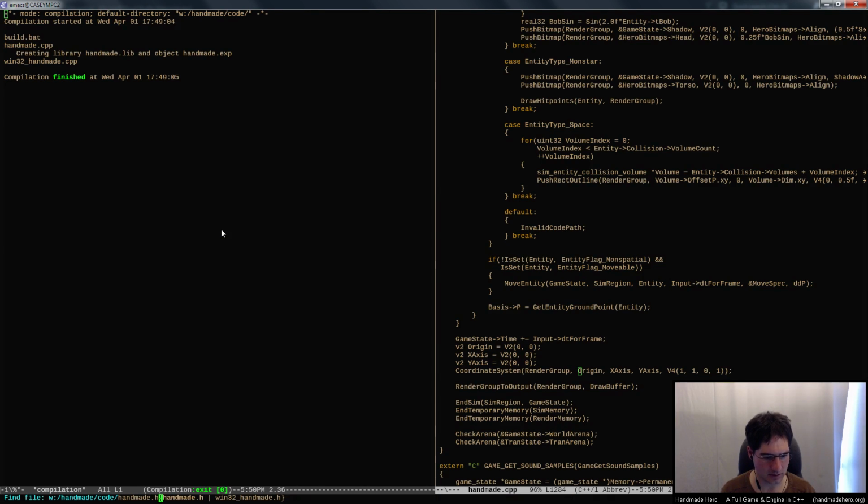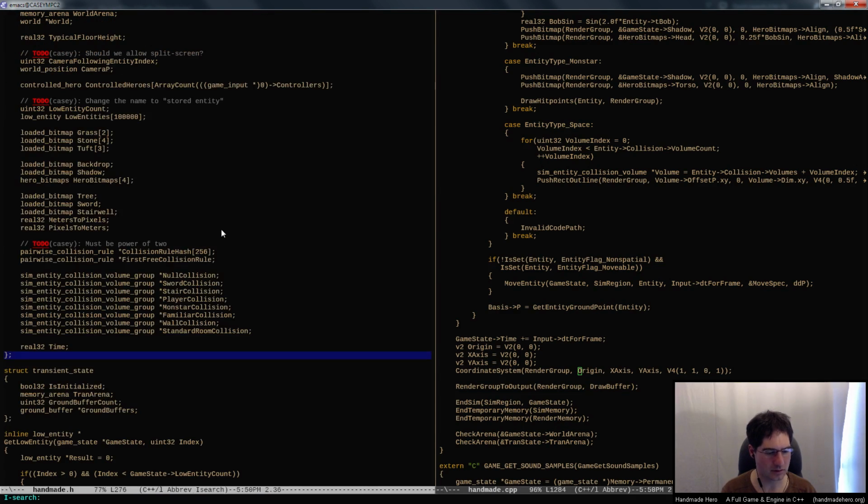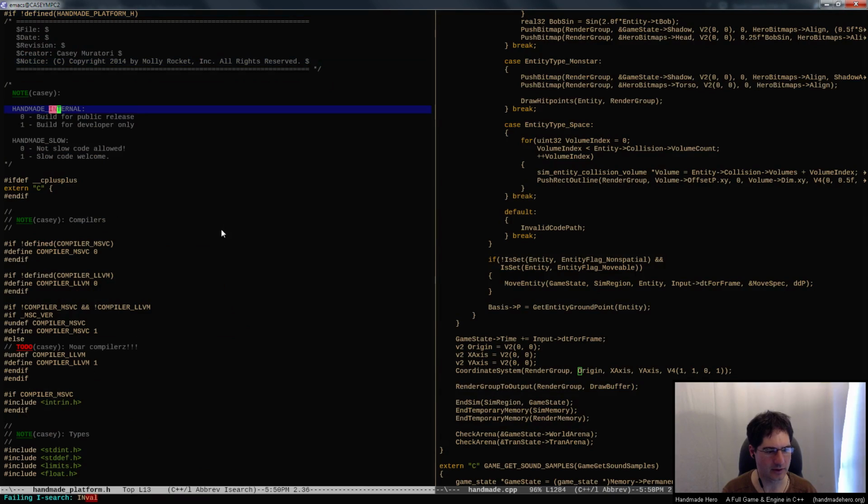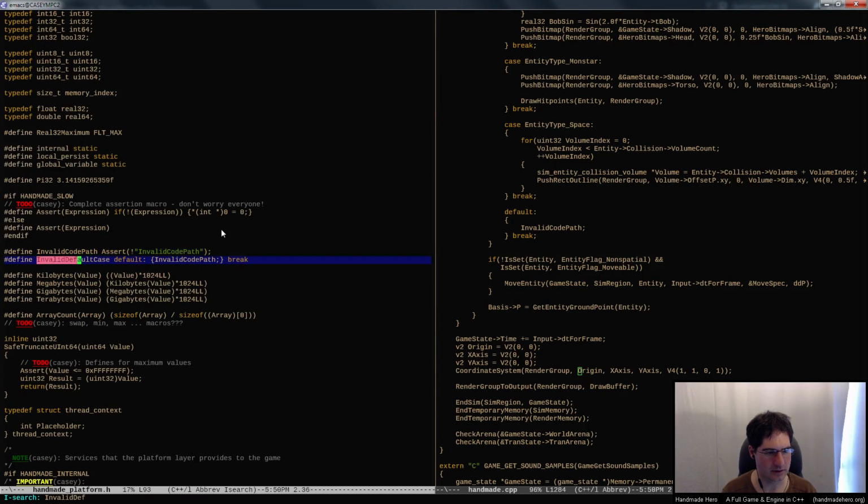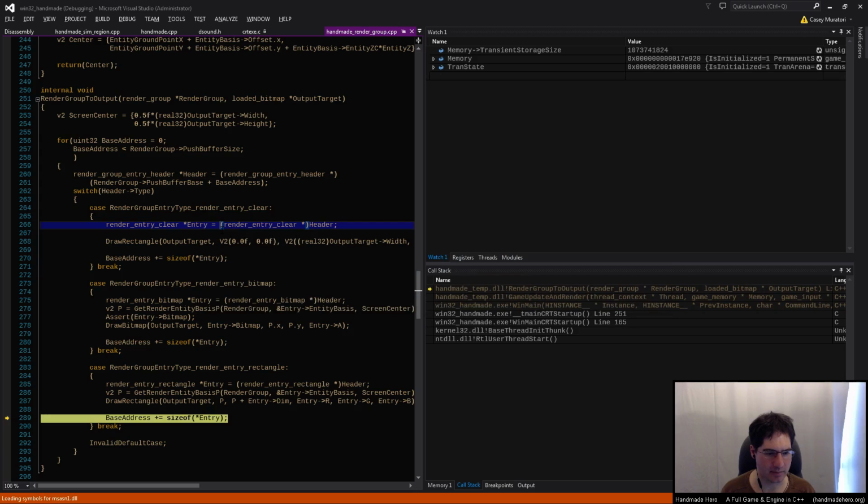Handmade.h. All right, it's probably in platform, huh? Invalid default case. Invalid code path. That kind of looks right, although that should not have a semicolon after it, but that's not really an issue. Yeah, that should stop us. Well, I can't say I know why that's happening.